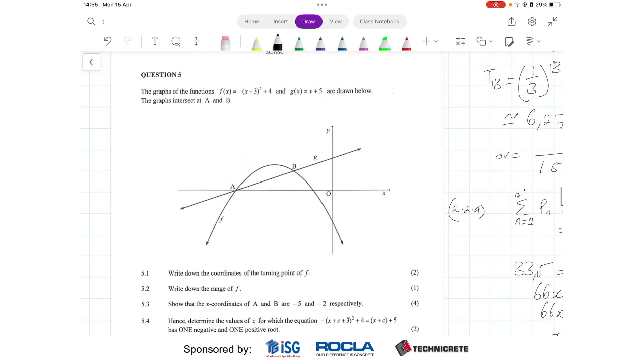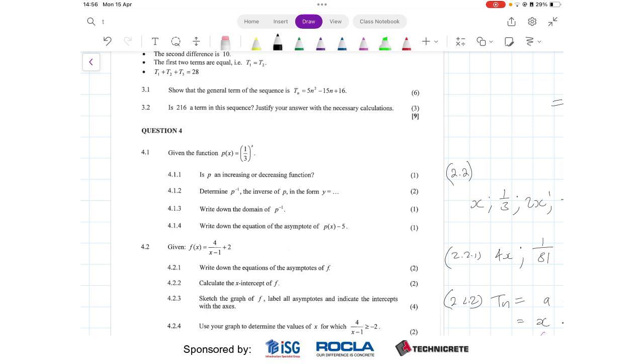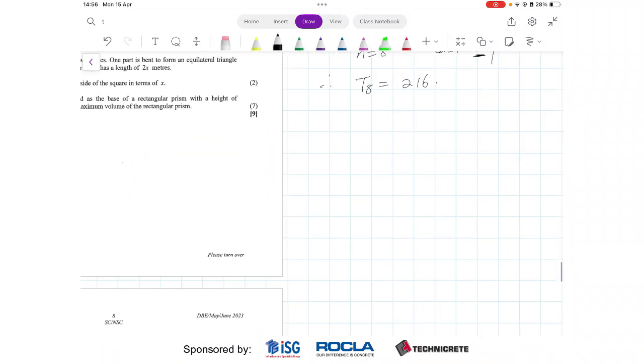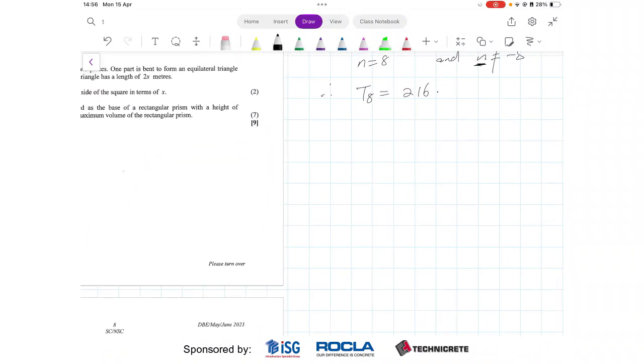Moving on to question 4. Given the function p of x is equal to 1 over 3, all to the power x, right? 4.1.1, is p an increasing or a decreasing function? Tricky one, right? Question 4.1.1.